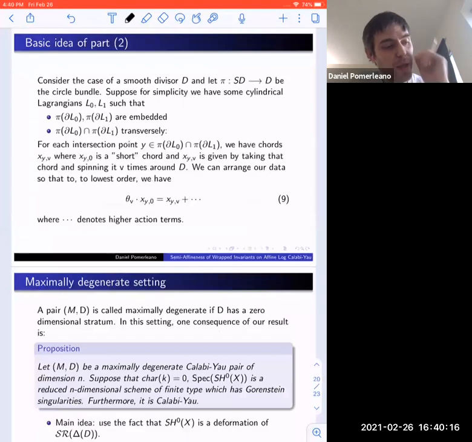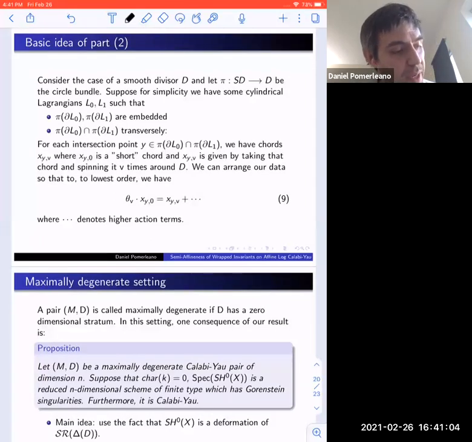So part two. Again, in the case where you have a smooth divisor, just to give you an idea of what the geometry looks like, we're going to assume that if you project your Legendrians to the divisor D, you get an embedding. That's not that far from the general setting. The general setting is where they're immersed, which introduces some additional complications, but I'm not going to talk about that. And then we also want to assume that you've already moved things into position so that the projections are transverse.